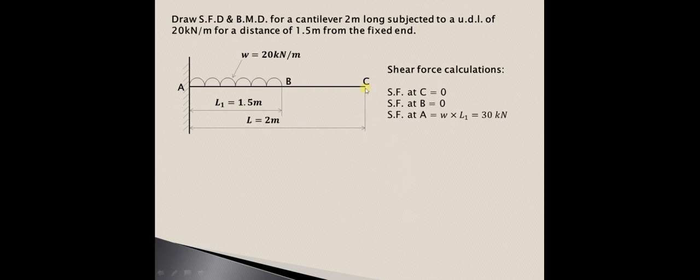Now the shear force calculation. Shear force at C will be 0 as there is no load that is acting over here. Similarly, shear force at B will also be 0 because there is no force that is acting between C and B. Then shear force at A is nothing but this UDL. So W into L1, that is 20 into 1.5, that is 30 kilonewton. That is the shear force that is acting at point A.